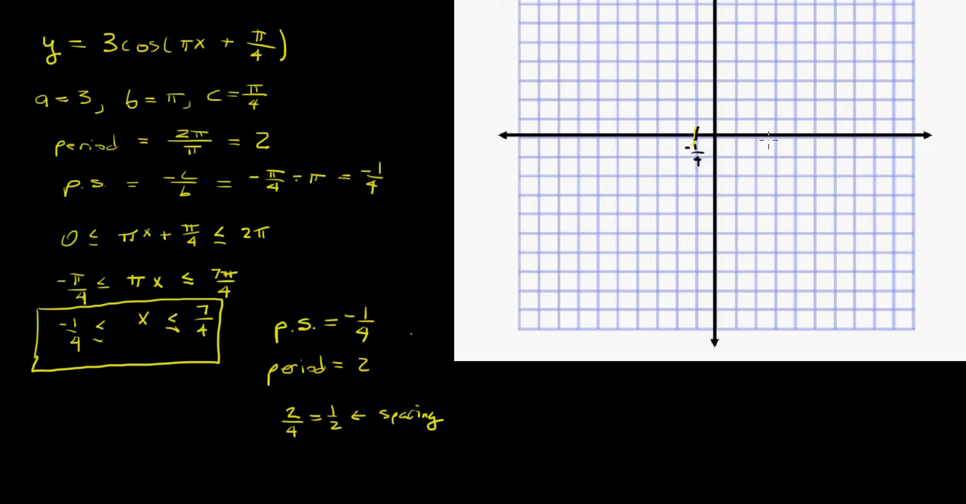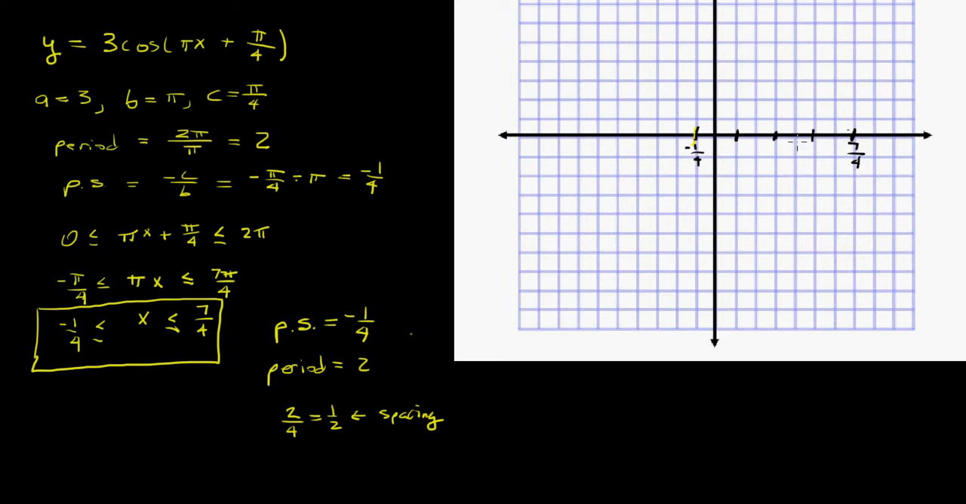Our ending point is at 7/4, so 1, 2, 3, 4, 5, 6, 7 is right here. 7/4. And the spacing should be 1/2 or 2/4 between. So we're going to want to mark off every 2/4. So 1, 2, 1, 2, 1, 2. And this gives us 4 equally spaced subintervals there.